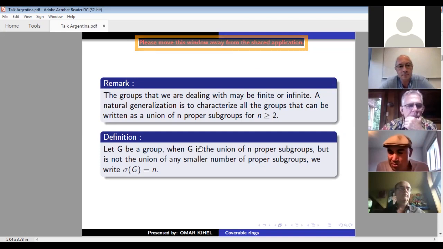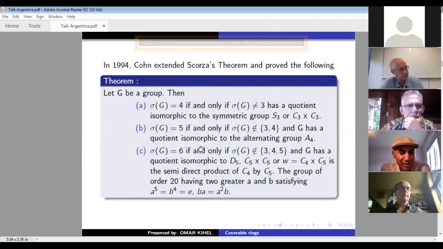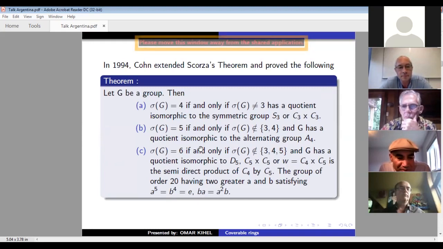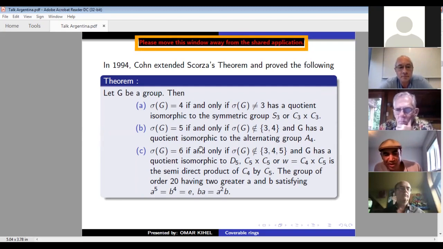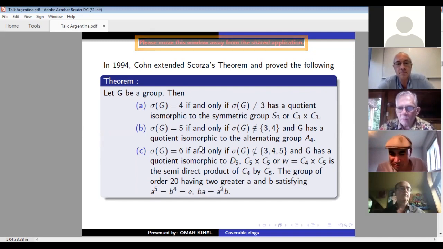As I said, our groups may be finite or infinite here. So the theorem, Kahn's extension of Scorza's theorem: let G be a group, then sigma of G equals 4 if and only if sigma of G is not 3 and G has a quotient isomorphic to the symmetric group S3 or C3 cross C3. So for 4, part of it is similar to sigma G equals 3: you see C3 cross C3, but you see something else, S3, as well.